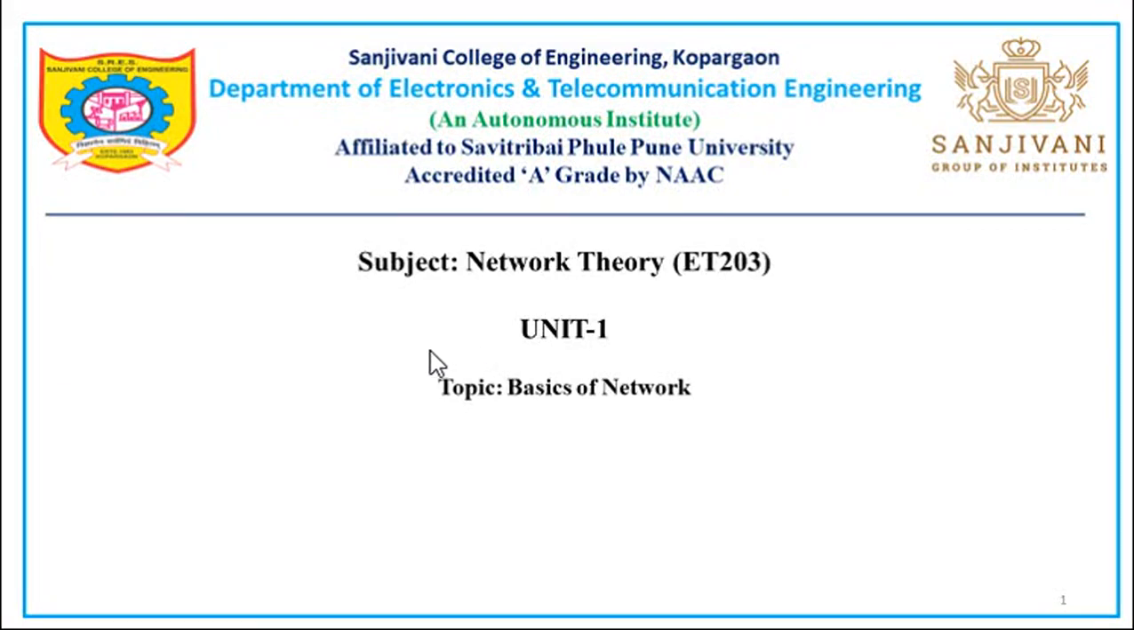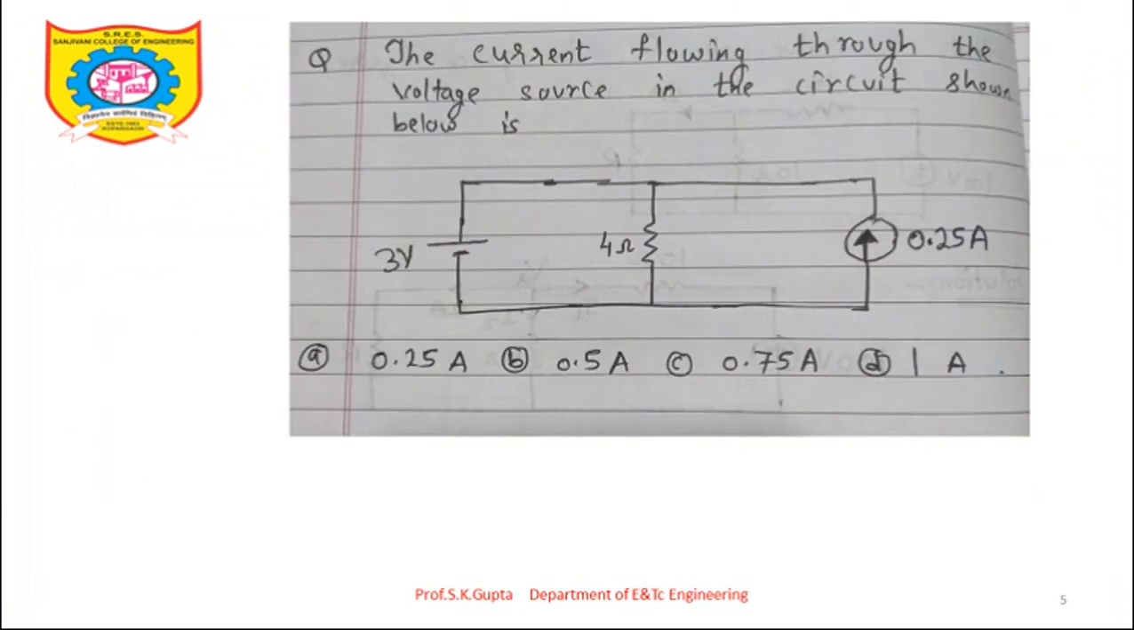Welcome. Now let's see a few more numericals. The question is: the current flowing through the voltage source in the circuit shown below is? So we have to determine the current through this voltage source. 3 volt is the voltage source and we have to determine this current.